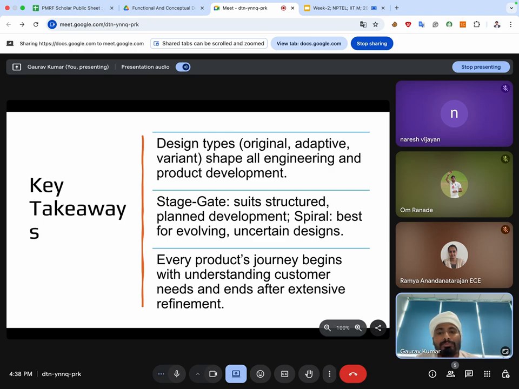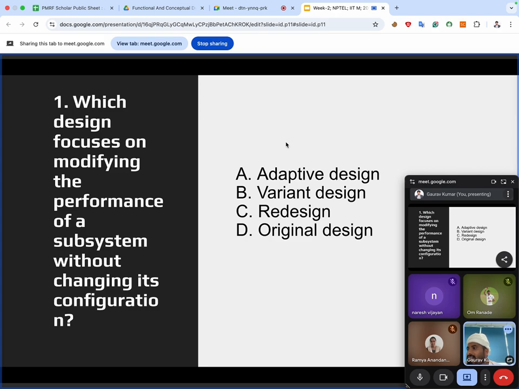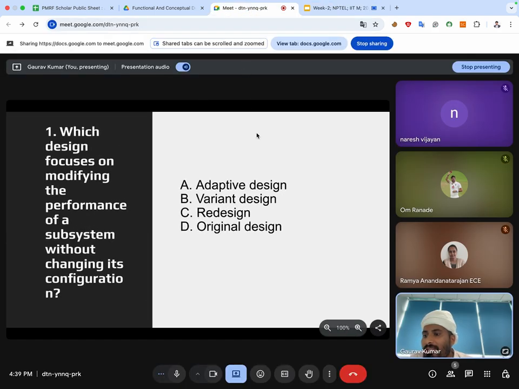Okay, so today we have connected the dots, from types of design to choosing the right development model to the central role of customer needs. These are not just academic ideas, they are practical tools that shape how products are born, refined, and launched into the world. So keep them in your design toolkit, right? I have already summarized the whole week's courses. Now we have some question answer sessions.